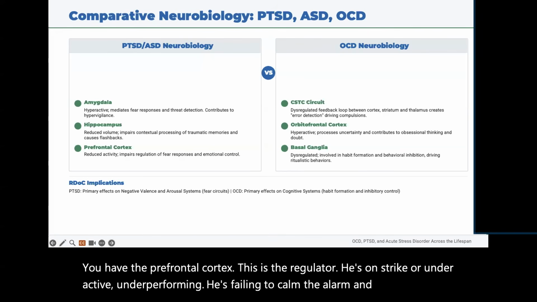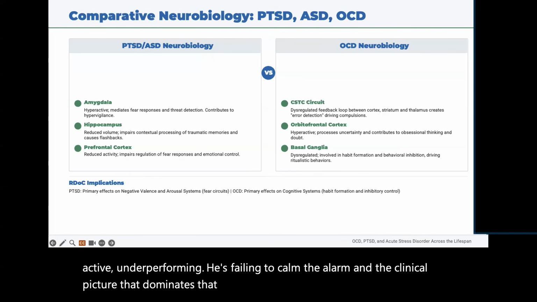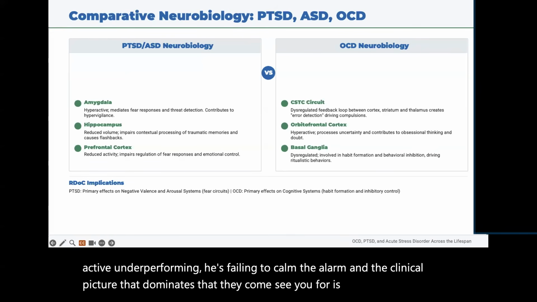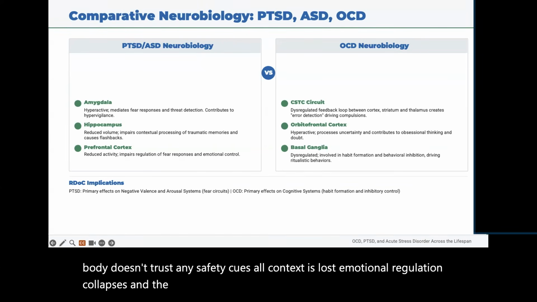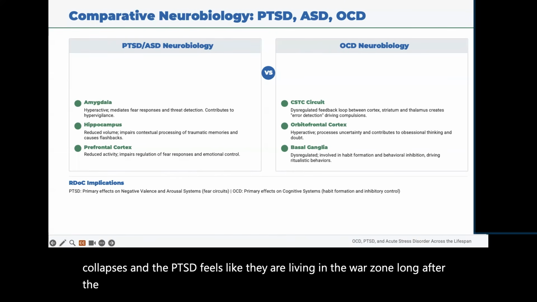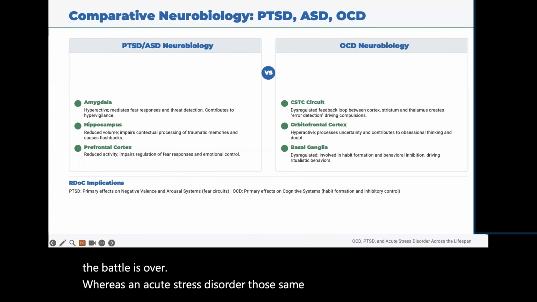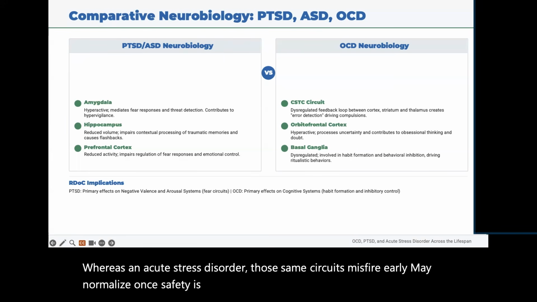And the clinical picture that dominates, that they come see you for, is fear. Fear dominates. The body doesn't trust any safety cues. All context is lost. Emotional regulation collapses. And the PTSD patient feels like they are living in the war zone long after the battle is over. Whereas in acute stress disorder, those same circuits misfire early, but may normalize once safety is restored quickly.